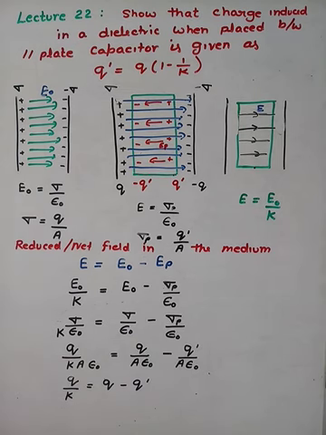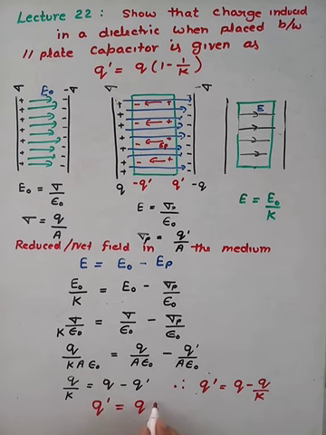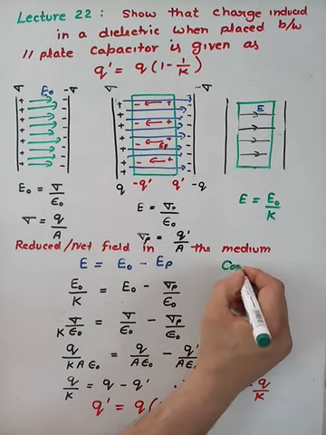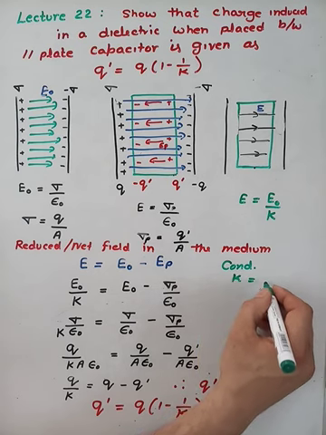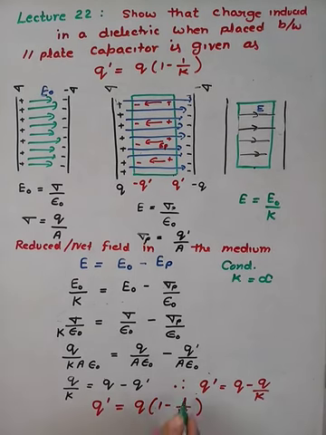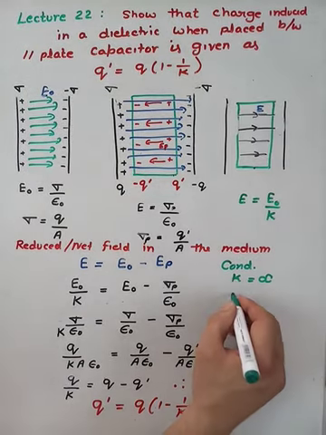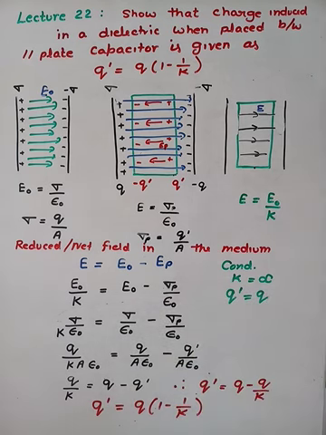We are interested in Q dash, therefore taking Q dash on the left side, it is equal to Q minus Q by K. This is the formula for the induced charge, or we can say Q dash is equal to Q, taken common, times 1 minus 1 by K. This is the formula for the induced charge, where K is the dielectric constant, and for a conductor this K is equal to infinite. 1 by infinite is 0, therefore for a conductor Q dash equals Q, and for a dielectric we have this formula.